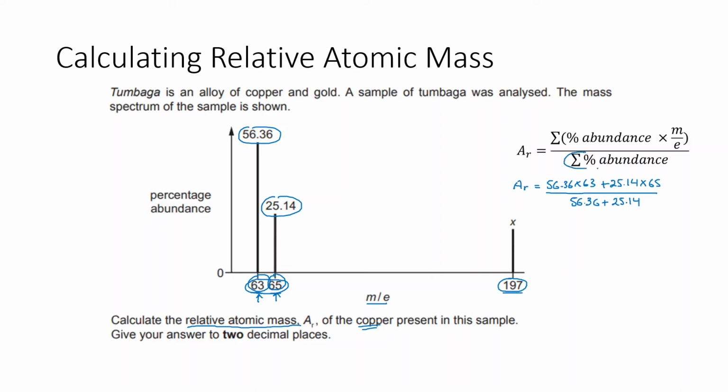That is why I have not written 100 in the denominator of the formula. It's the sum of percentage abundance values. By the way, this symbol over here is sigma, and it stands for summation. Once I calculate this result, I get 63.62, and this is to 2 decimal places as asked for in this question. So this is the weighted average using percentage abundances and the relative isotopic masses of the isotopes of an element to help you calculate the average mass of the atoms of an element, or the relative atomic mass.